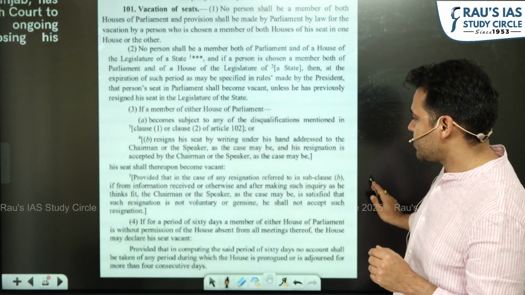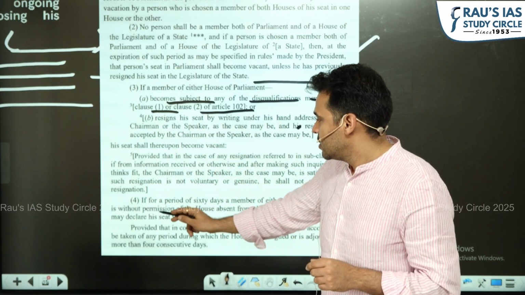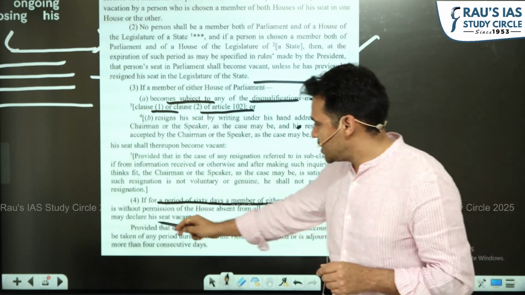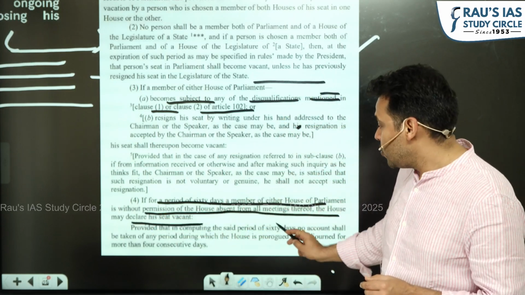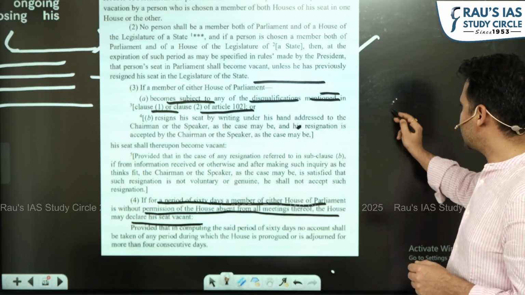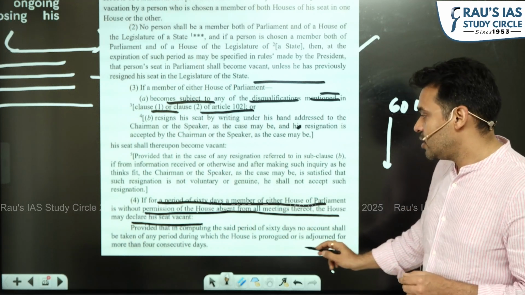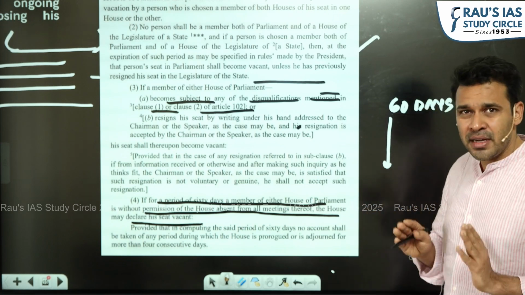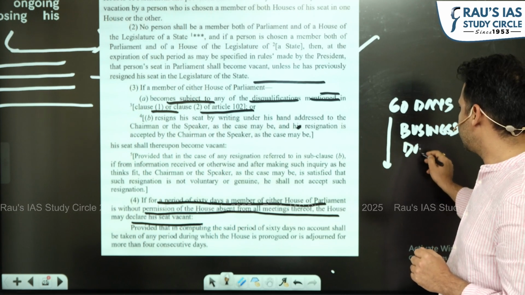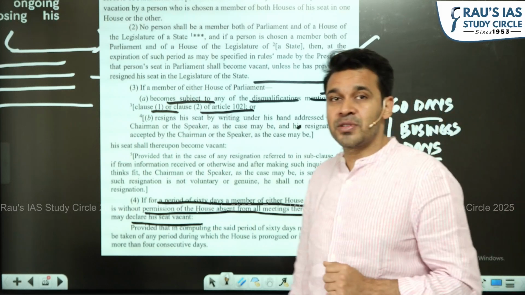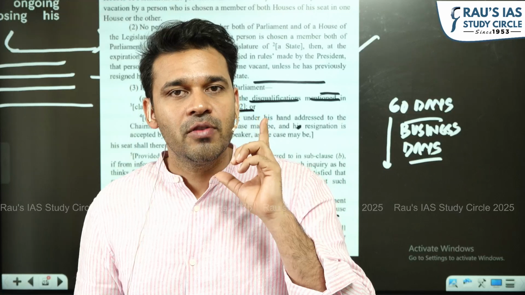But at the same time, you can see that there is a provision because of which Amritpal Singh can be disqualified. If for a period of 60 days a member of either house of parliament is without permission of the house absent from the meeting thereof, the house may declare his seat to be vacant. Now, how will you compute these 60 days? In computing these 60 days, you are not going to consider the time in which the house was prorogued or is adjourned for more than 4 consecutive days, which practically translates to 60 business days. So if a person continuously skips 60 business days of the parliament, then he can be disqualified and his seat might become vacant. Very important from the perspective of prelims examination.